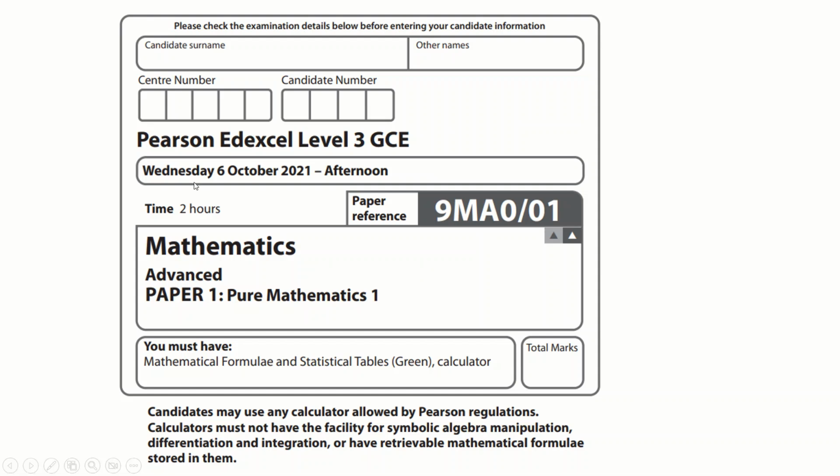So this is the Pearson Edexcel Pure Maths paper from Regular Maths A-Level from October 2021.